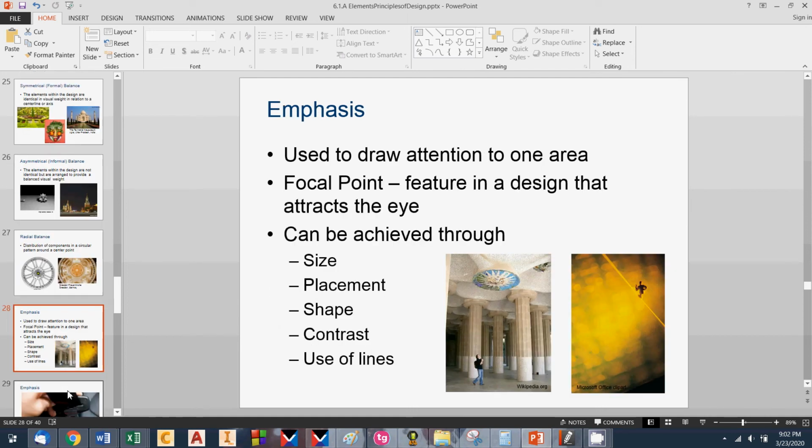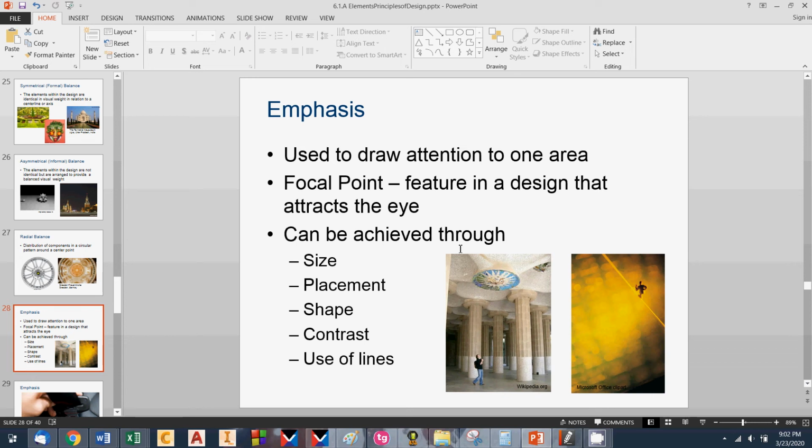The next principle of design is emphasis. Emphasis is used to draw your attention to one particular point. Now, we can achieve this emphasis a couple of different ways, and they're listed here. You could have something that's a different size than everything else around it, and then it stands out because it's different. It could be placed in a point of emphasis.